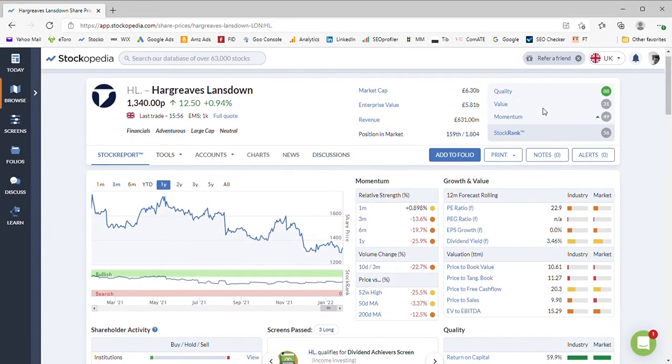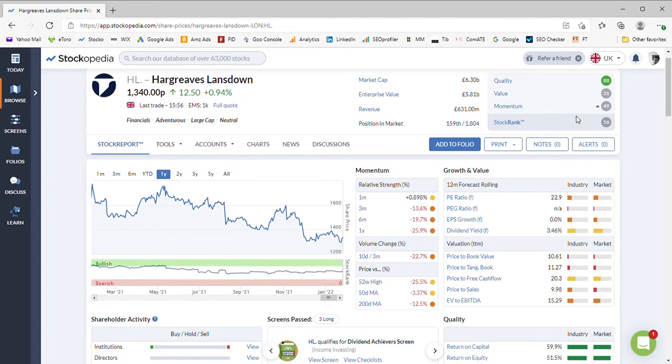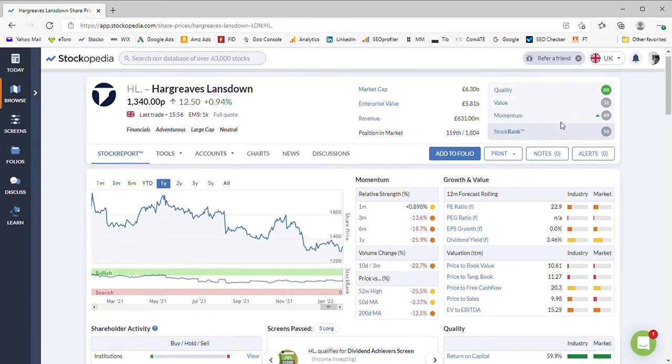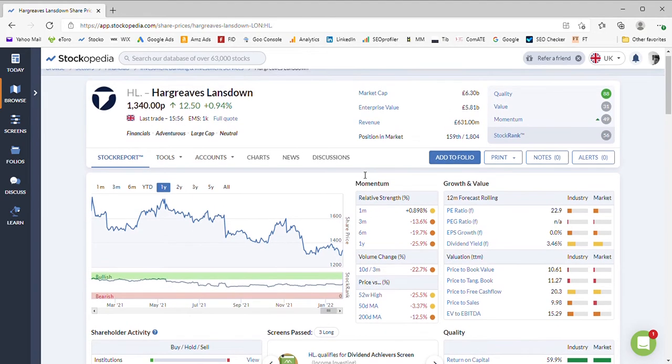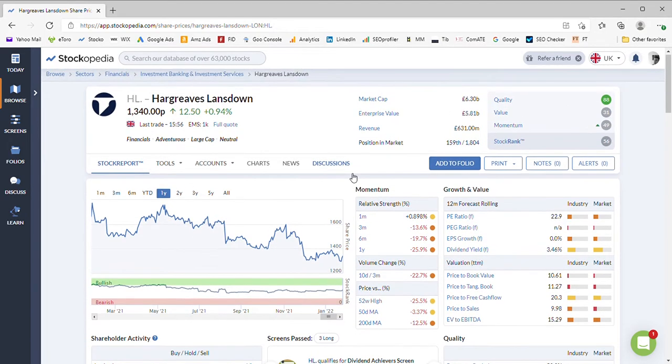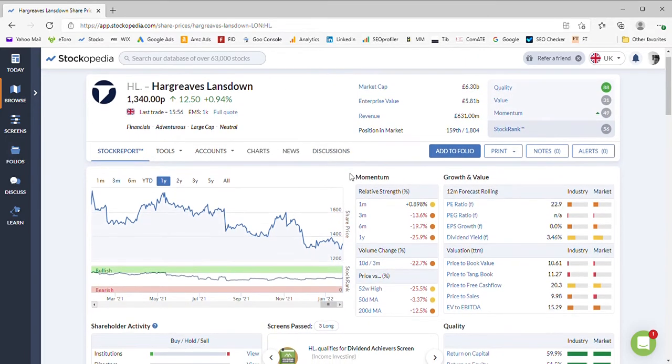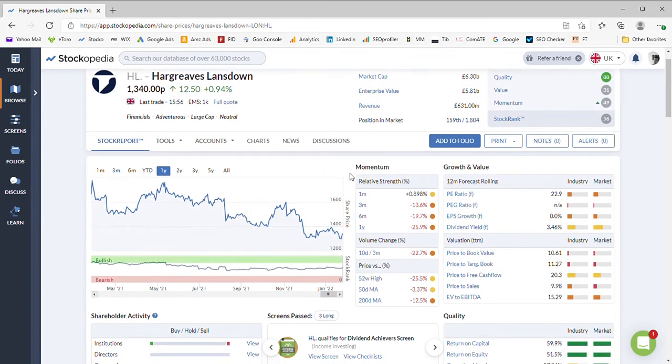Right, the stock rank is actually saying 56, so this looks like it's out of favor at the moment. And when we take a look at the graph, which we will in a minute, we can probably see why. With a market cap of 6.3 billion and enterprise value of 5.8, it's not carrying any debt. In fact, it's got some excess cash on its books, which isn't surprising for these sorts of companies. It's in the lower quarter of the FTSE 100.